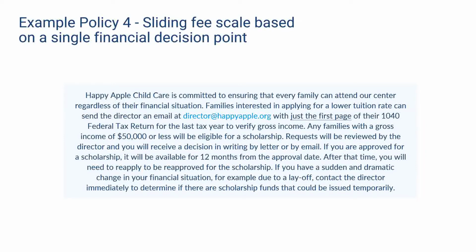So in this case, rather than using the federal poverty guidelines and setting sliding fees based off of those, you can set your own single financial decision points in terms of that dollar amount. In this example, it's a flat $50,000 and eligible for a scholarship, and it doesn't necessarily say what that percentage of the scholarship is, which is fine because it's discretionary, and that's when you will decide as a program, as a business owner, what that scholarship looks like.